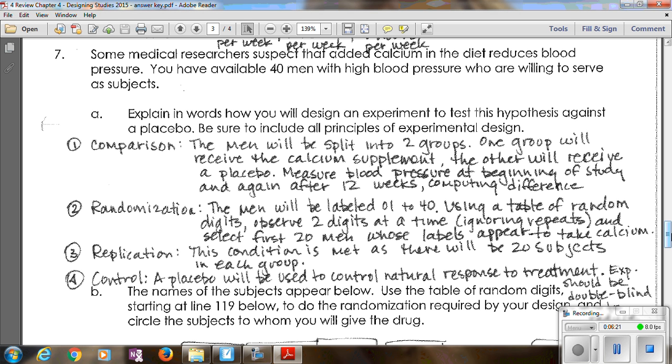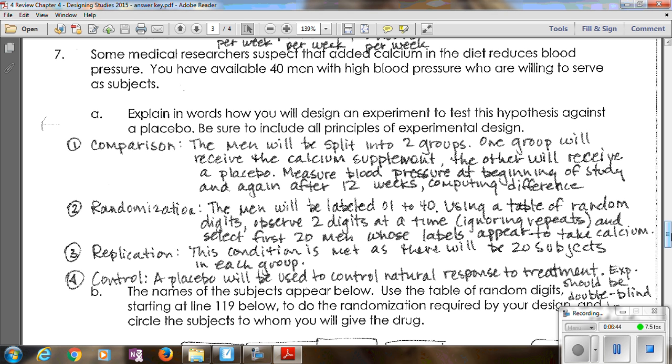You can label them 1 to 40. But if you're using a table of random digits, they have to have the same number of digits. So I'm going to label them 01 to 40. And then using the table of random digits, I'm going to observe 2 digits at a time. And I'm going to ignore repeats. And that's important in your instructions that you include that. And then basically, I'm going to select the first 20 men whose labels appear. And those are the ones that are going to take calcium.